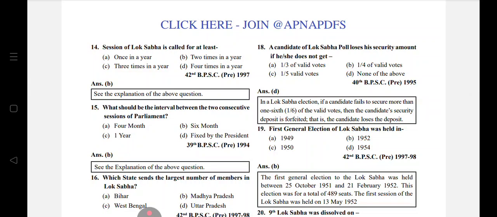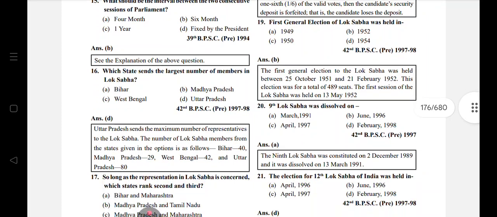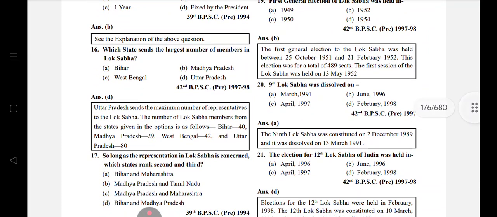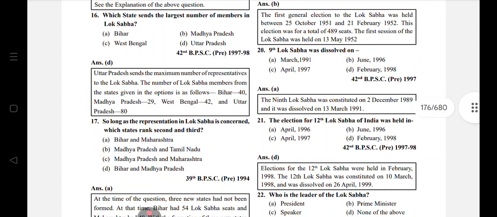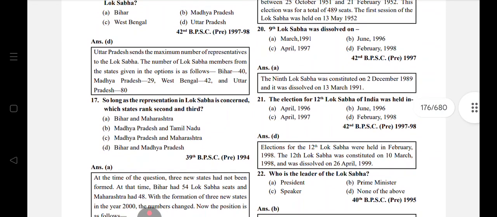A candidate of a Lok Sabha poll loses his security amount if he or she does not get 1/6 of the valid votes. The first general election of Lok Sabha was held in 1952. The 9th Lok Sabha was dissolved in March 1991. The election of the 12th Lok Sabha of India was held in February 1998.